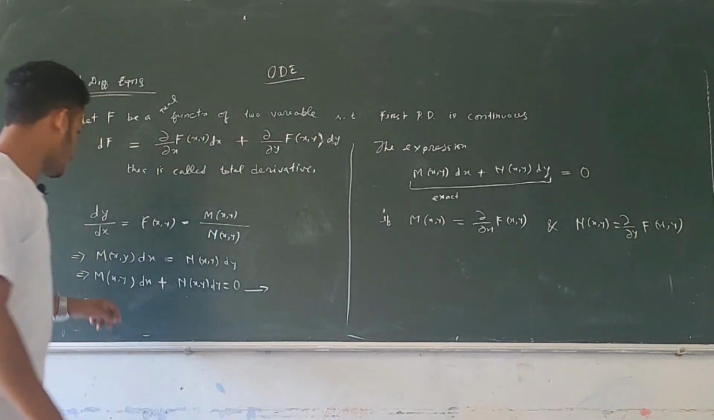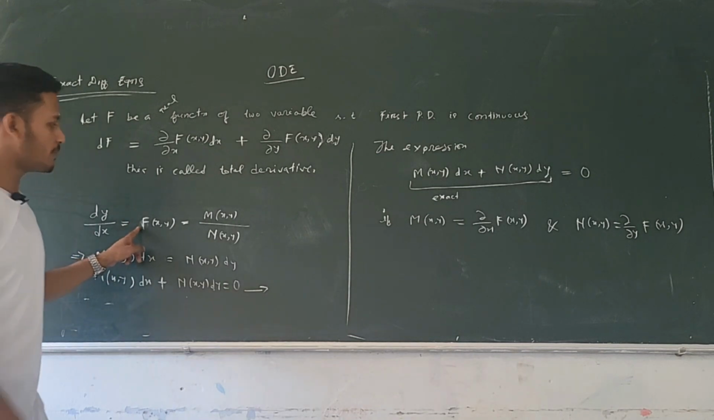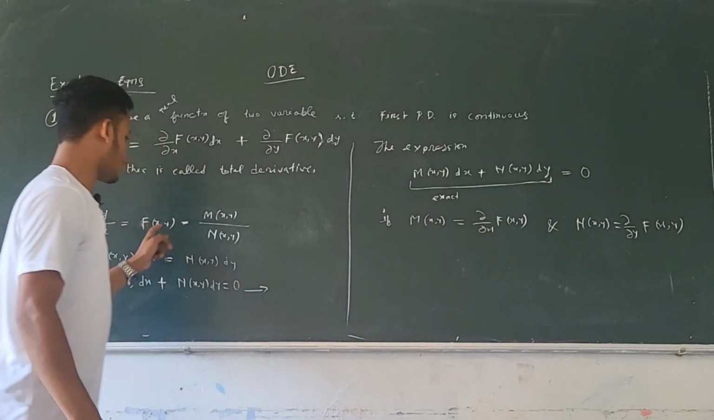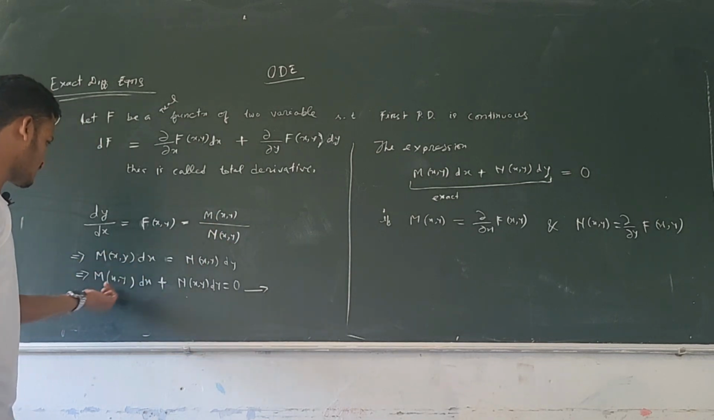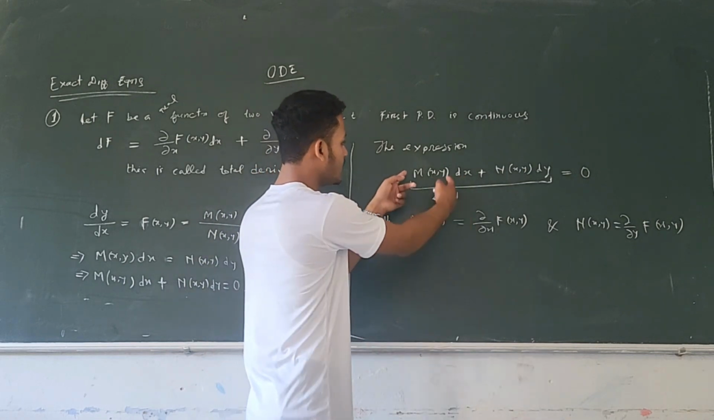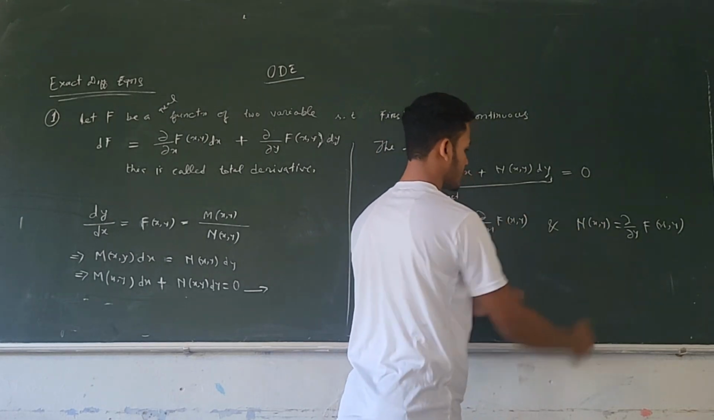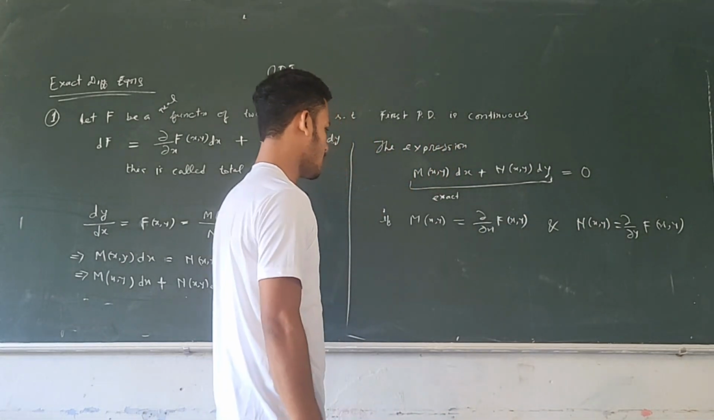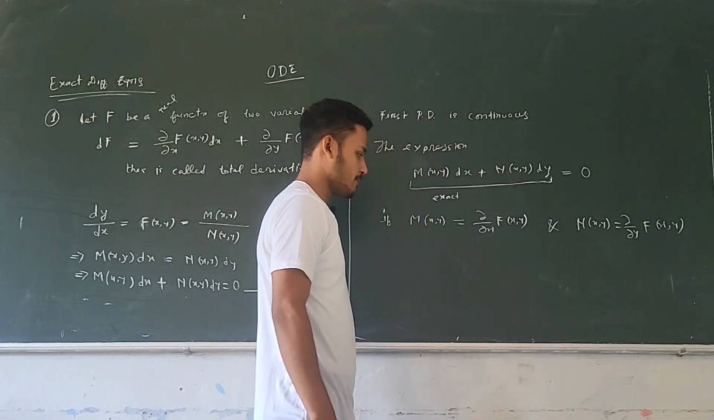so let us write this capital F of xy is this. This can be written as M of xy divided by N of xy. That means from this we have obtained this differential equation. So this is called an exact differential equation if this M of xy is equal to this and N of xy is equal to this. Okay. Now then it is called an exact differential equation.